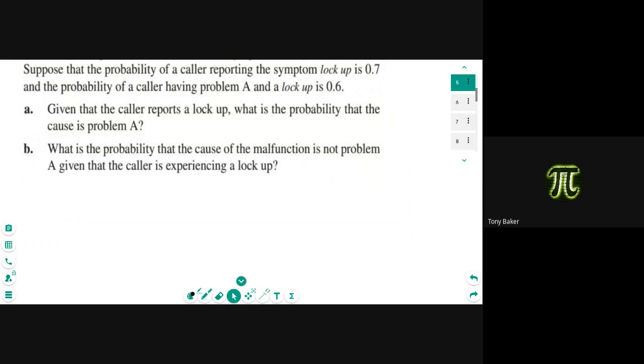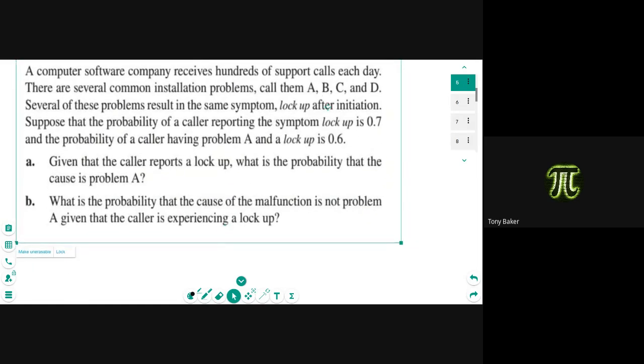All right. Suppose that the probability of a caller reporting the system lockup. So this is a customer service helpline for a computer, and they're looking at the reported calls. It says, suppose the probability of a caller reporting a system lockup is 70%, or 0.7. The probability of a caller having problem A, there were 4 different options, A, B, C, and D, and a lockup is 0.6.